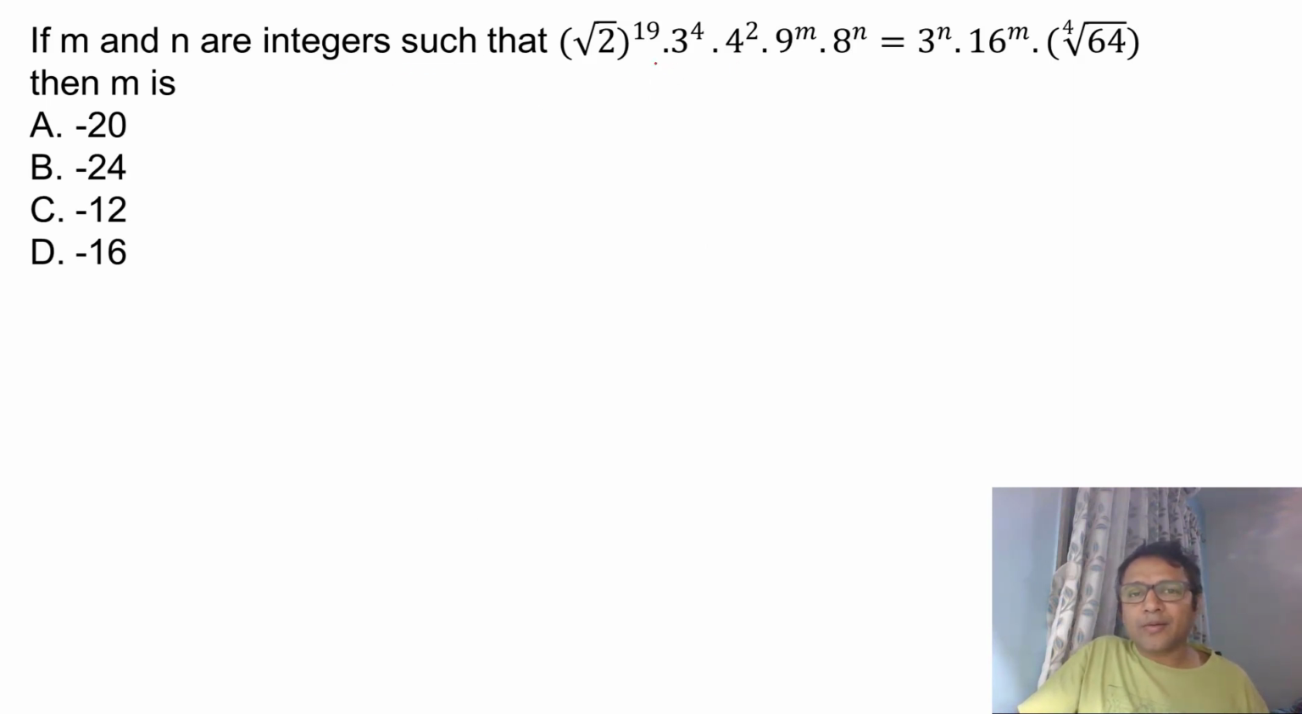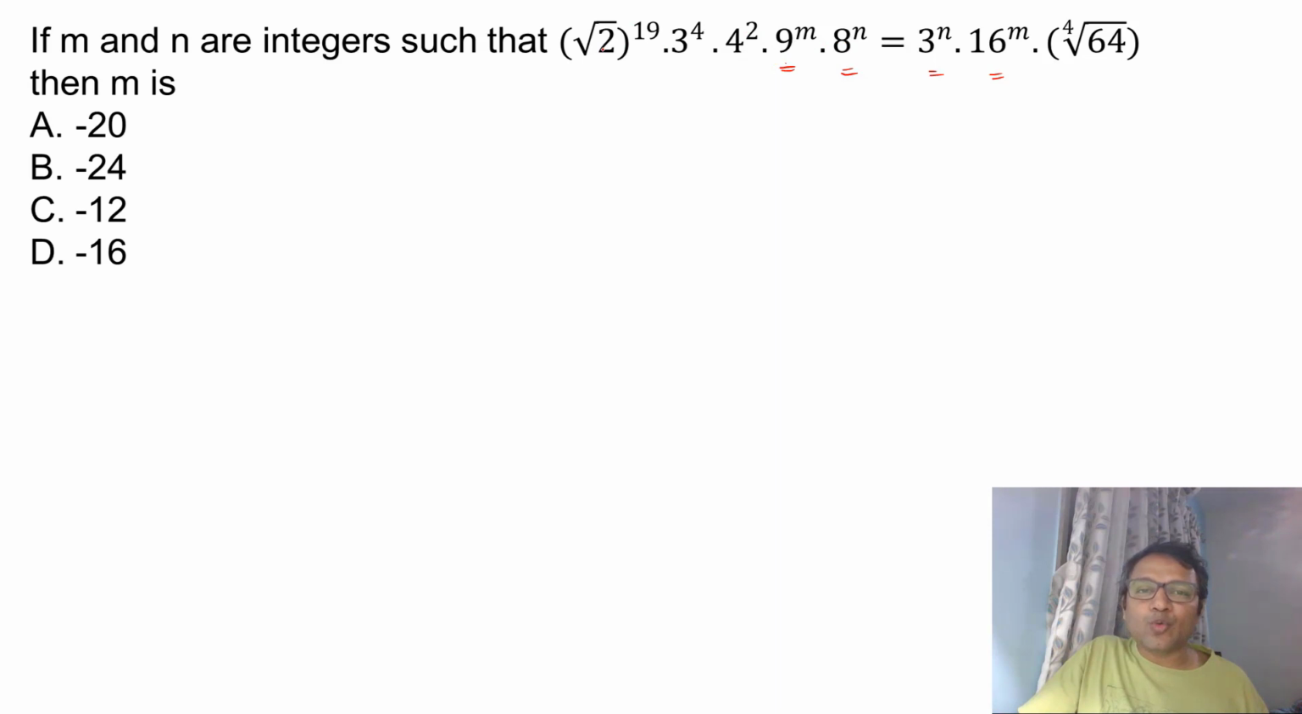Now here, if you look at the left hand side and right hand side, both have 2s and 3s. Like 9 is 3 square, 8 is 2 cube, 2s and 3s. And M and N are there for both 2 and 3. So here M is for 3, N is for 2, N is for 3, M is for 2. So basically you have to form two equations in M and N using 2 and 3.